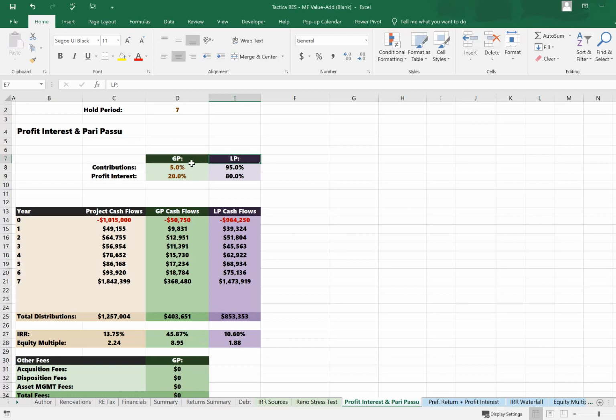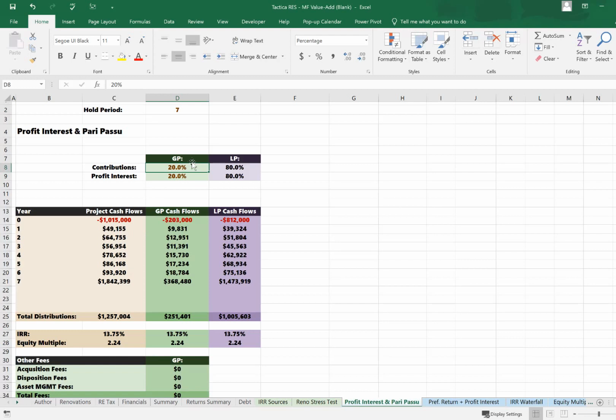So the first model here is just a straight profit interest, or pari passu. Pari passu means everybody's getting an equal portion in terms of cash flow to what they had originally invested in the deal. So if you, the GP, put in 20% and you were running a pari passu model with your limited partners, you would just hold the profit interest steady with the contributions.